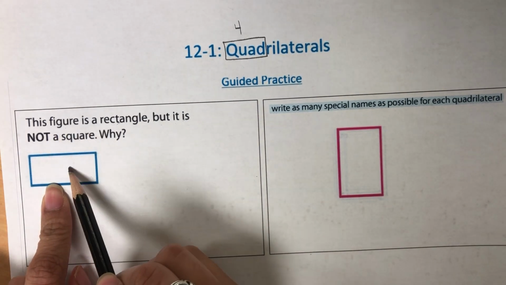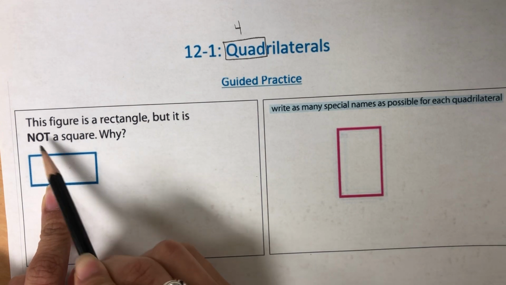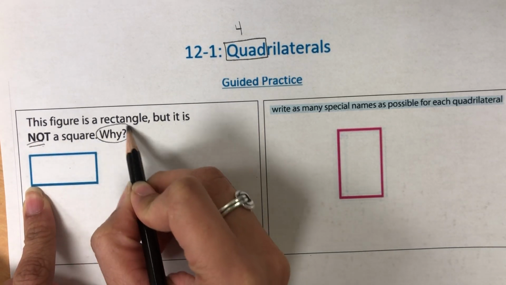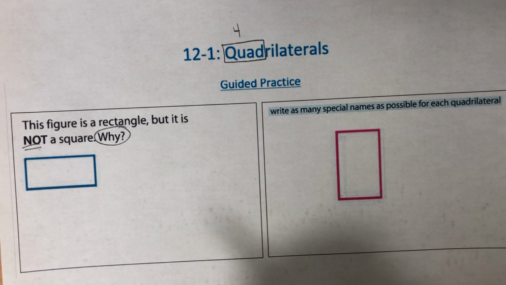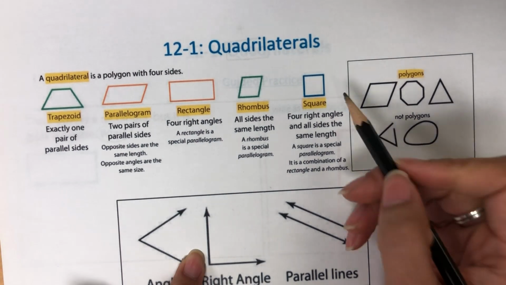This figure is a rectangle. Yes, it is. It's a rectangle. But it is not a square. And it's asking us why. Why is it not a square? Well, let's take a look at the definition of a rectangle and the definition of a square.